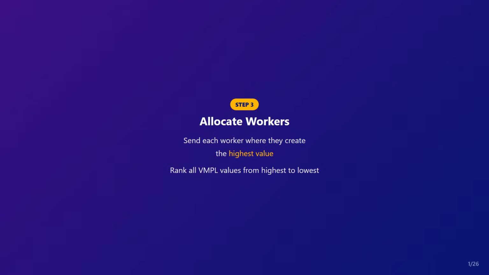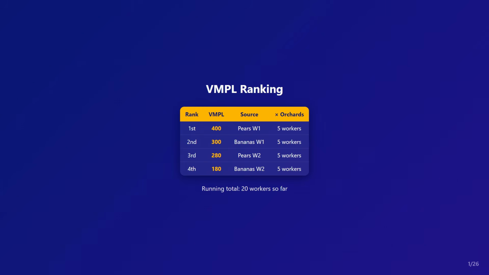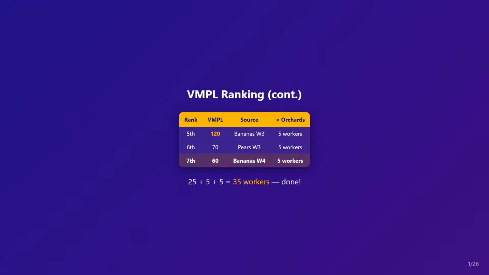Step 3, allocate the workers. Now comes the interesting part. We have 35 workers and need to allocate them efficiently across all orchards. How do we do this? Assign workers according to the highest marginal revenue product. Always send the next worker to where they add the highest value. Let's rank from highest to lowest. The highest value is 400, pears worker 1.